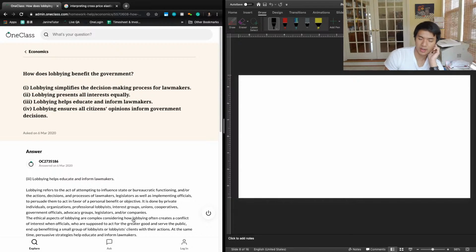Lobbyists are going to bring in a lot of studies, a lot of information, a lot of testimony, and experts to kind of make their point. And without lobbying, it's unlikely that lawmakers would see as much of those pieces of information. And so lobbying is going to be important to help educate and inform lawmakers about certain issues.